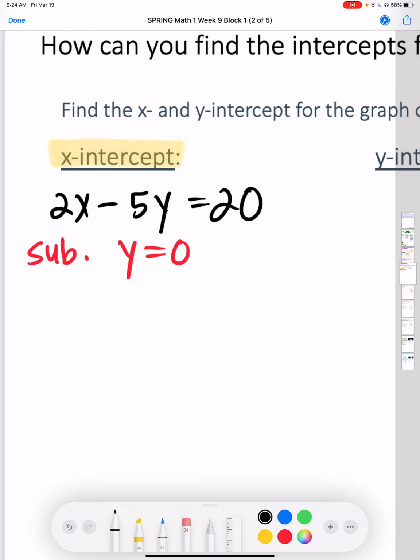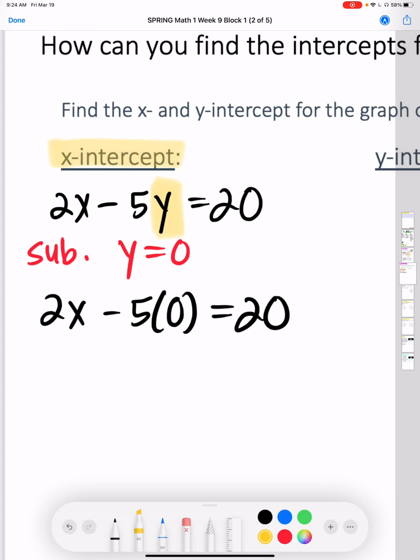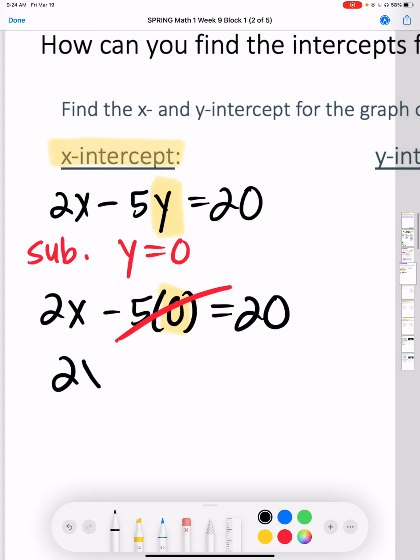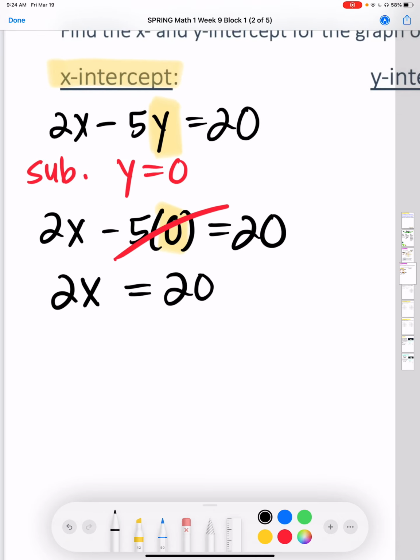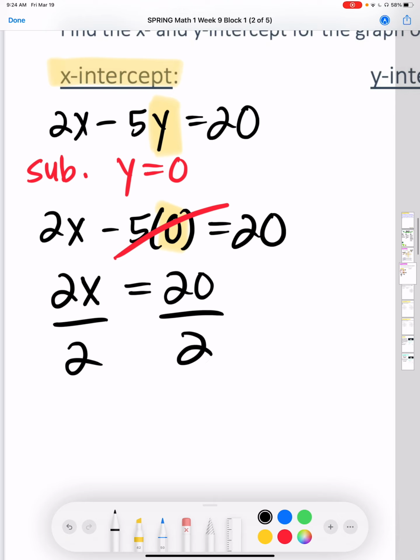I'm going to rewrite my equation, but instead of a y, I'm going to replace that with a 0. So I'm going to have 2x minus 5 times 0 is equal to 20. All right, I'm going to go ahead and simplify. So this -5 times 0 is gone. I'm left with 2x is equal to 20. Solve for x, so I'm going to divide both sides by 2, and I get x is equal to 10.